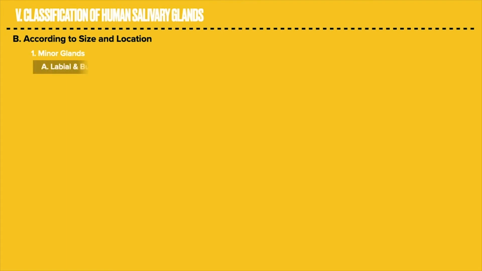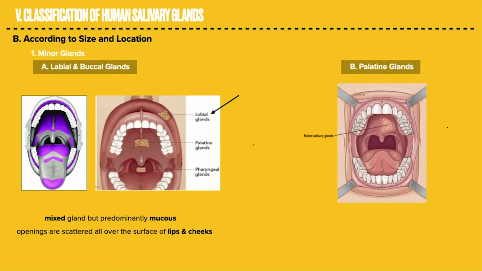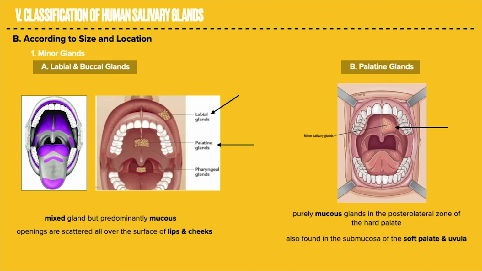First, labial and buccal glands. These are the minor salivary glands found in the lips and cheeks. They are a mixed gland, but are predominantly mucous. Their openings are scattered all over the surface of the lips and cheeks. Second, palatine glands. They are purely mucous glands located in the posterolateral zone of the hard palate. They are also found in the submucosa of the soft palate and the uvula.